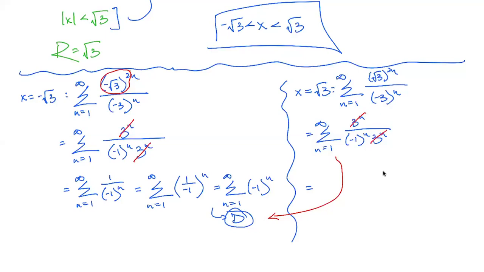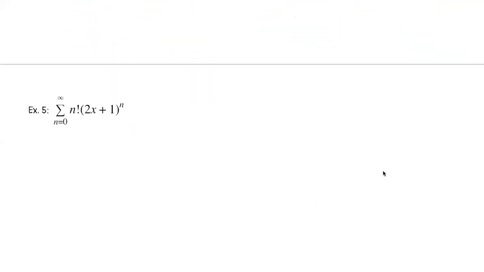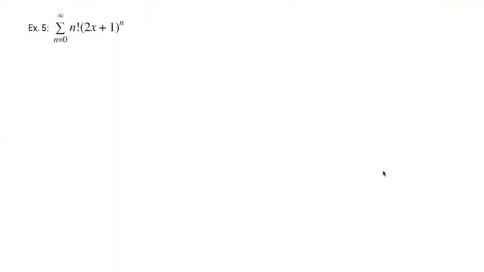Okay. So we've got one last example here, right? So we've got this infinite series. This time we're starting at 0 of n factorial times 2x plus 1 to the power of n. So how do I know from this question that I'm going to be using power series? Because of the variable. Yeah, that variable x, right?